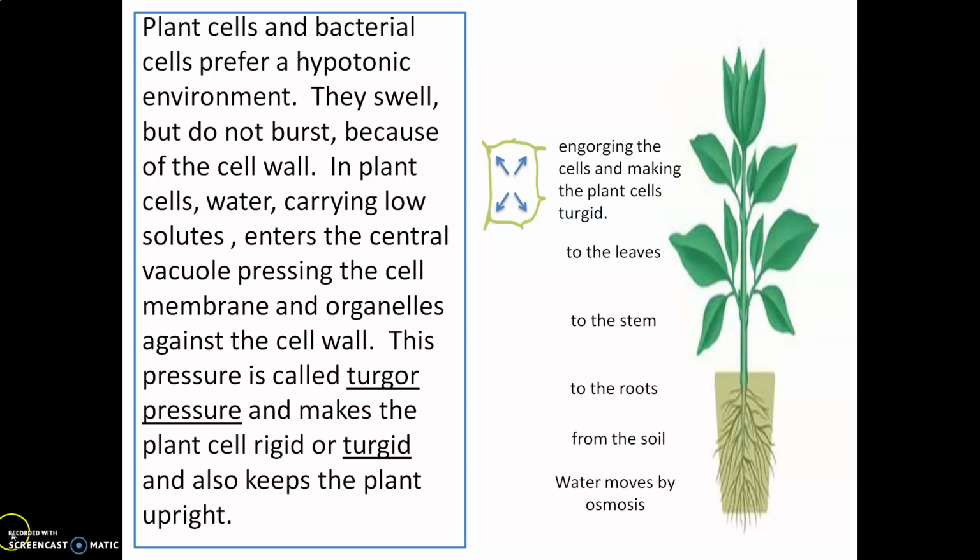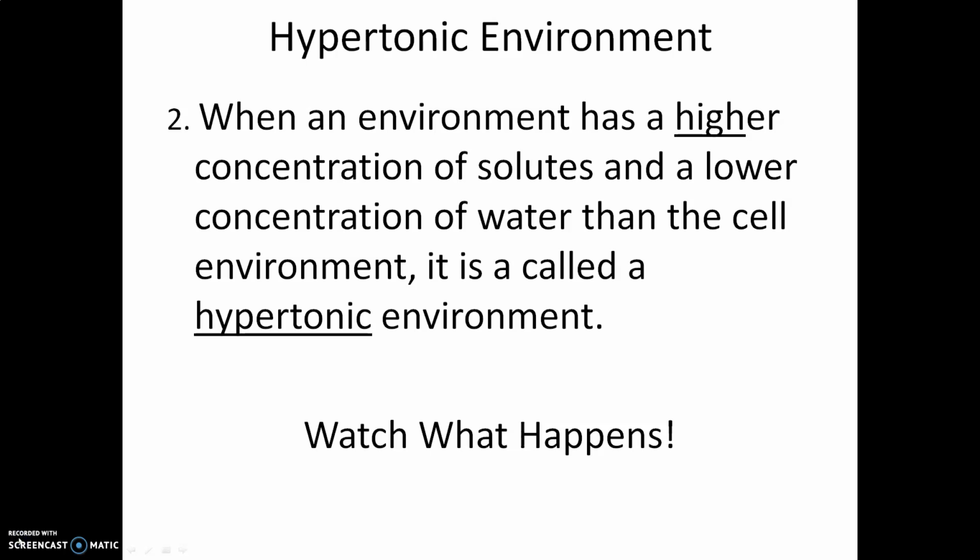The next environment we're going to talk about is called a hypertonic environment. When an environment has a higher concentration of solute, we call it a hypertonic environment. Think hyper. When you are hyper, you have an excess amount of energy. You're bouncing off the walls. A hypertonic environment would be a lot of solute. Remember, once again, we are naming these environments after the solute, even though we're going to be looking at the water movement. So once again, hypertonic, high solute, which would mean a low water concentration in the environment.